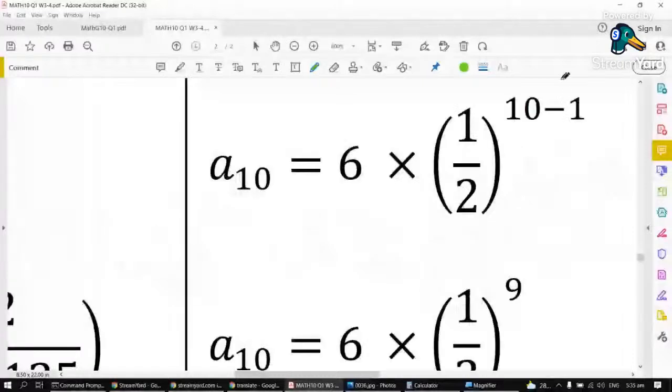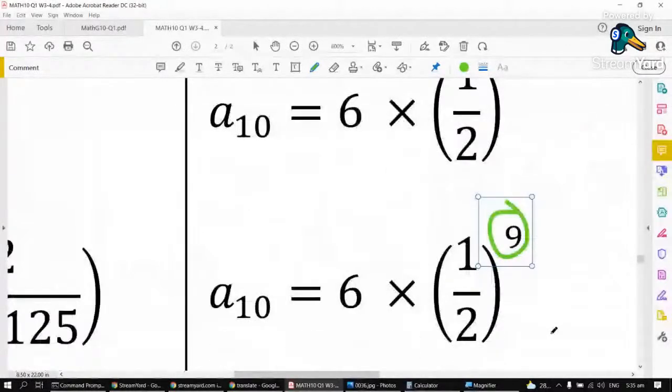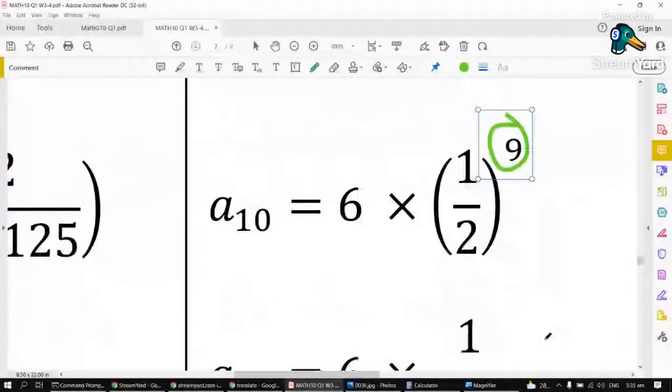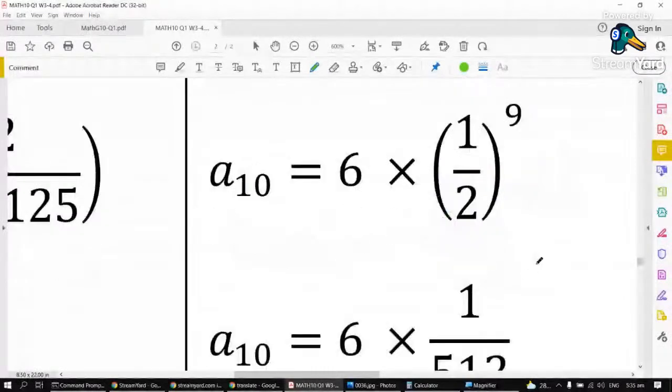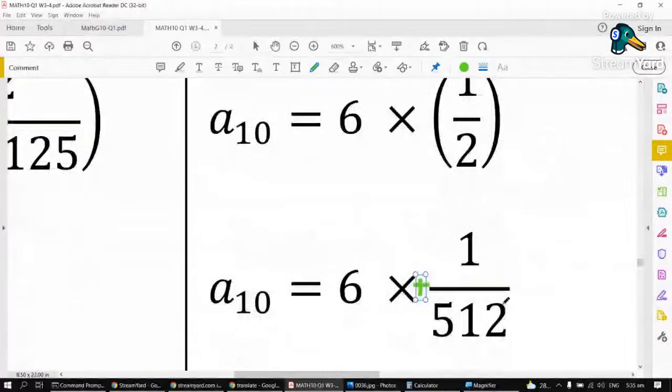Then, kukumpitin muna natin itong exponent. 10 minus 1 is 9. And then, makikita nyo dito, no, kapag positive ang number sa loob, ang exponent natin ay odd number. Ang sign nito is positive. Ang sagot ay magiging positive. Pero kung ito ay negative, ang sagot ay magiging negative.